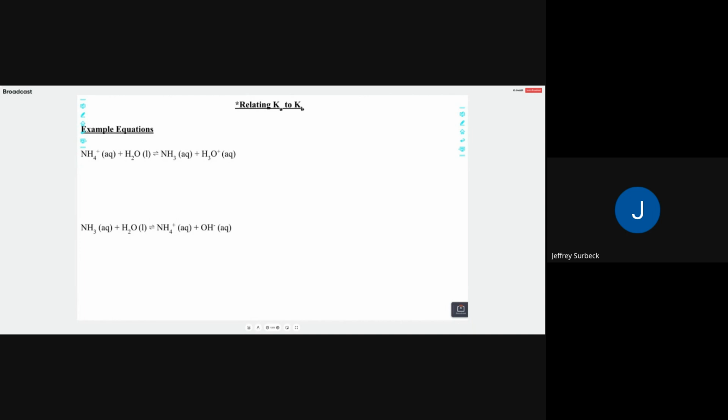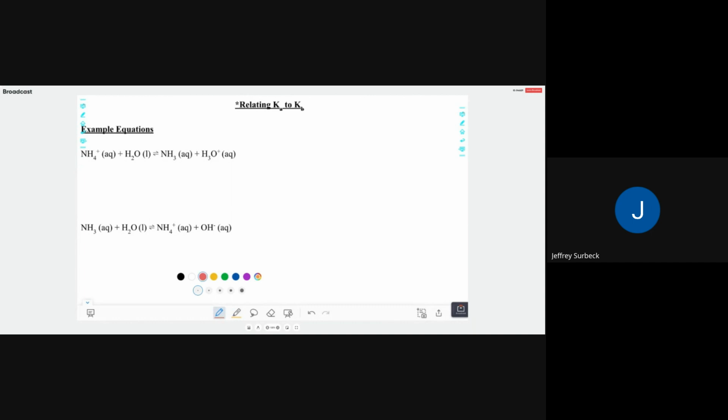Now, if we notice too, NH4 plus is a weak acid, like I said, and NH3 is its conjugate base. So just some things to keep in mind as we go through this.